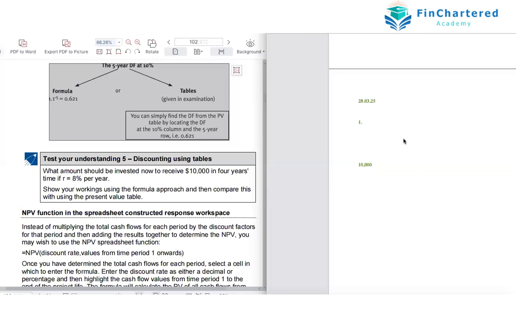We have to calculate future value. No, no, Yashika, we have to calculate the present value. Oh, sorry, you're right. What amount should be invested now to receive 10,000? Yes, Yashika, you're right. 7350. Yes, Kittu, that's absolutely correct.